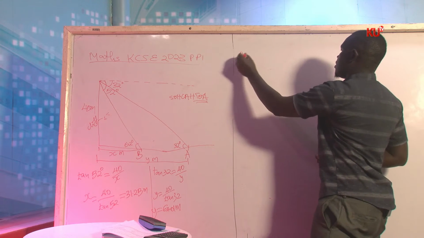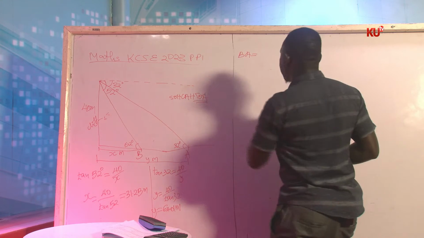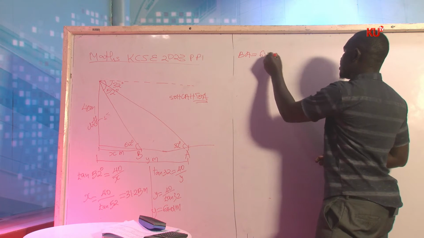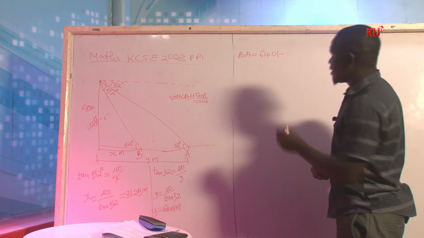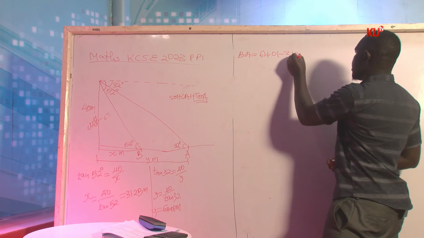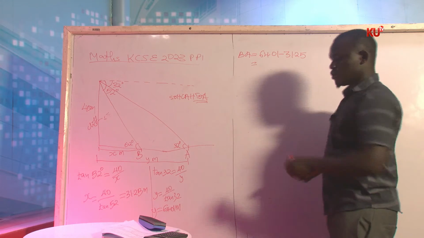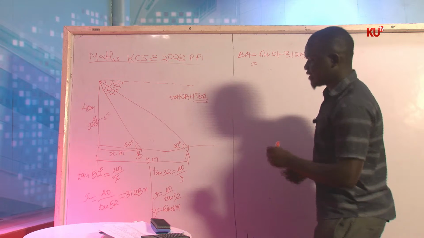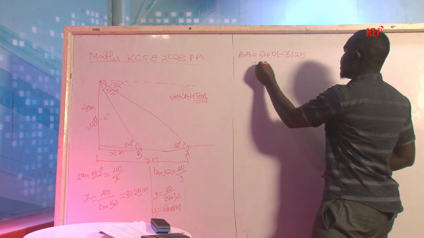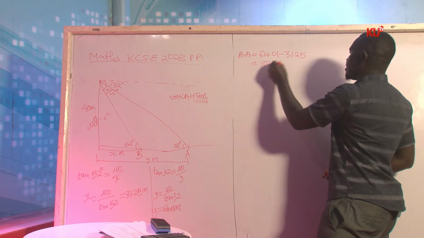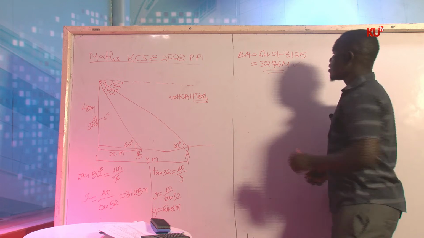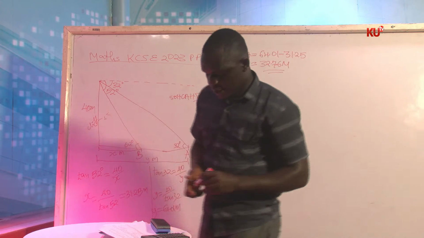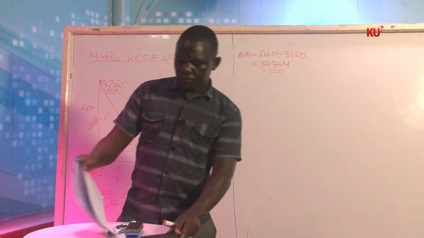the distance between AB is 64.01 less 31.25. So when you do that subtraction, you'll be getting 32.76. So this is 32.76 meters. So that is how you are to answer that part.